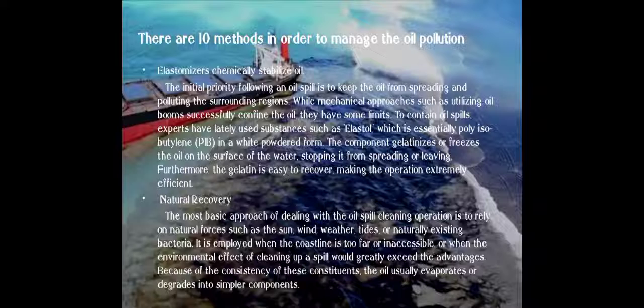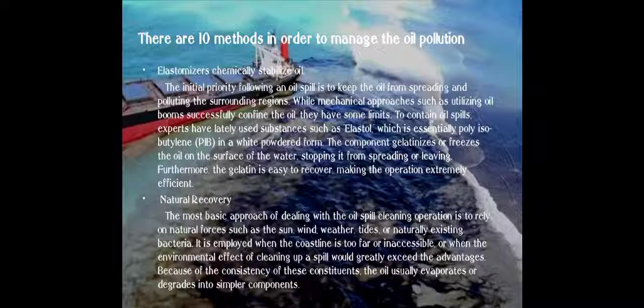Number 9, elastomers chemically stabilize oil. The initial priority following an oil spill is to keep the oil from spreading and polluting the surrounding regions. While mechanical approaches such as utilizing oil booms successfully confine the oil, they have some limits.